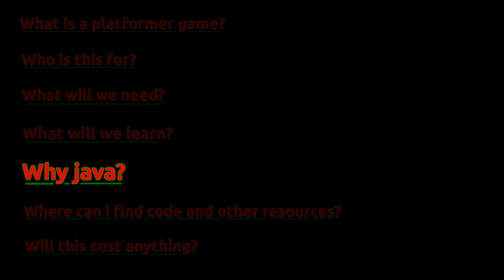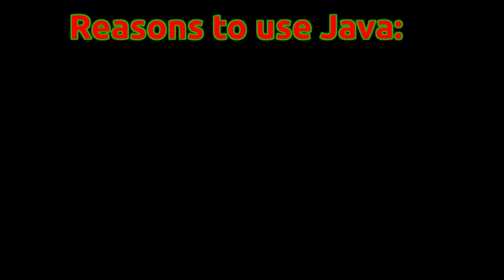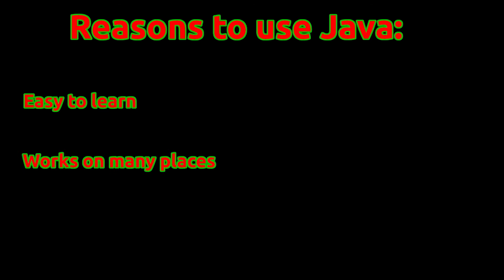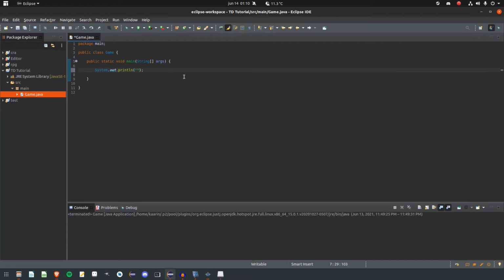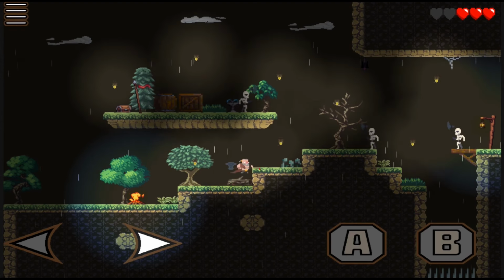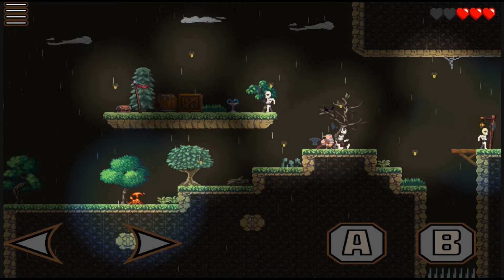Why should we use Java? A few reasons. Java is not too difficult to learn and use, and probably the biggest reason is that it works on more than just one type of machine. It works on Windows, Linux, Mac, phones, and so on. And building a game that can be run on more than just one type of operating system is good practice.